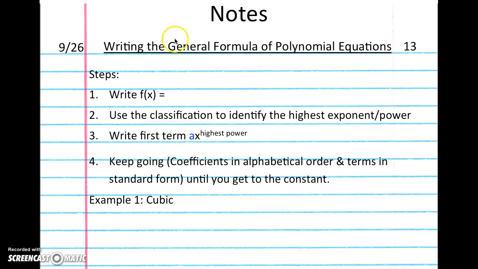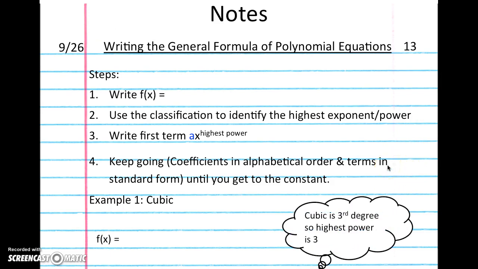So first step, write f of x equals. That's the first thing I want to do. It also grounds me to remember that I'm actually writing an equation here. Next thing, use the classification to identify the highest exponent or power. So this is where you have to do some thinking.